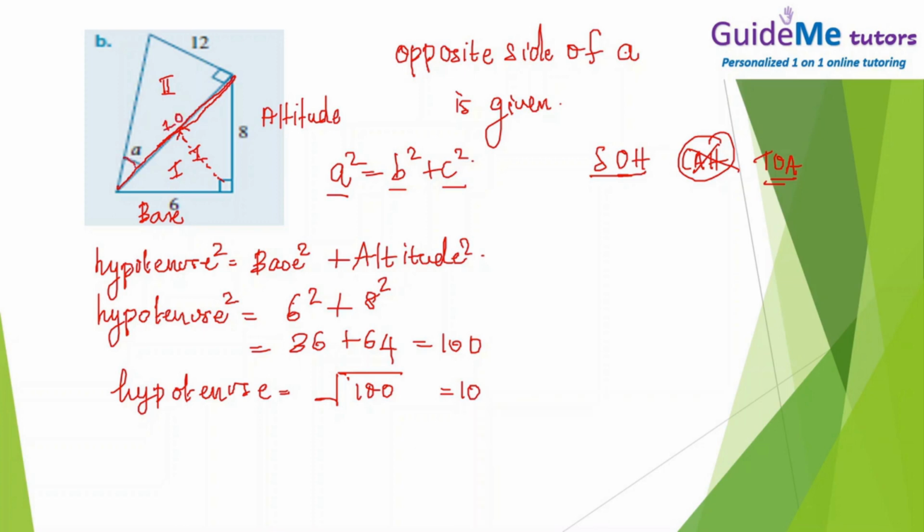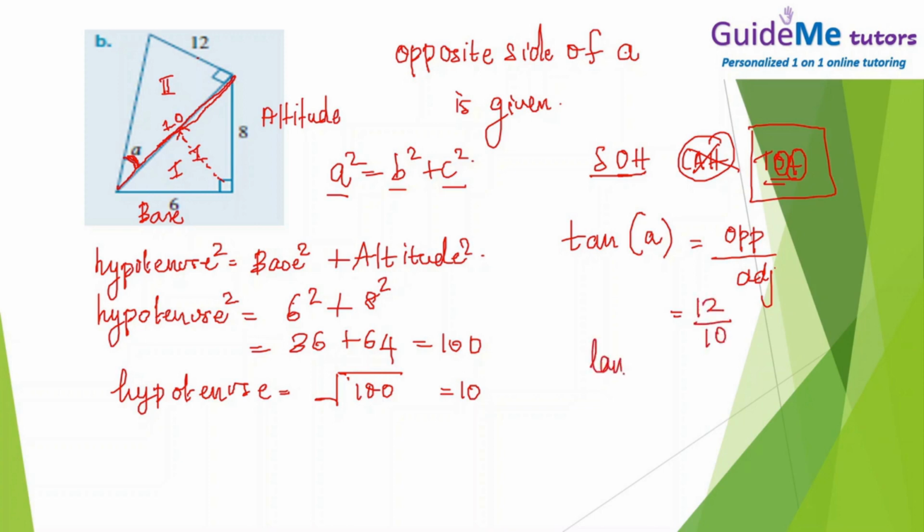Now if we consider A as the pronumeral which we have to find, for A the adjacent side is available and its opposite side is available. So which one do we have to use? We have to go for tan. Tan of A is equal to opposite side by adjacent side. The opposite side is 12 and the adjacent side is 10. So we get tan A equals 1.2.